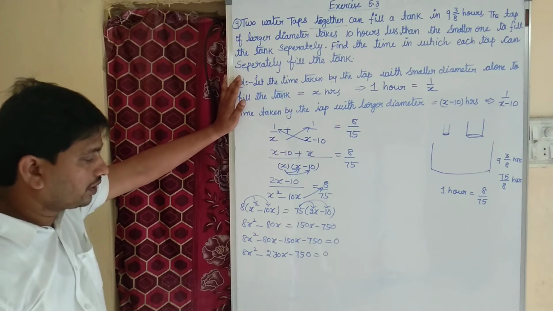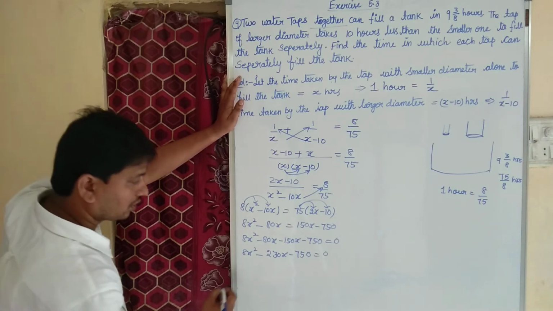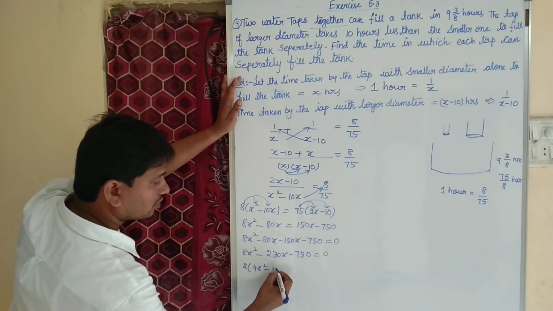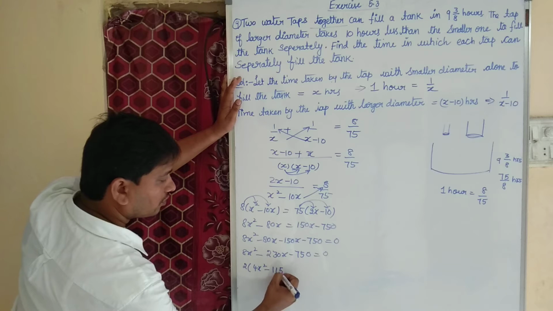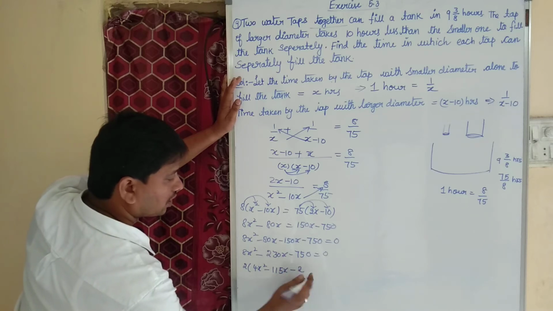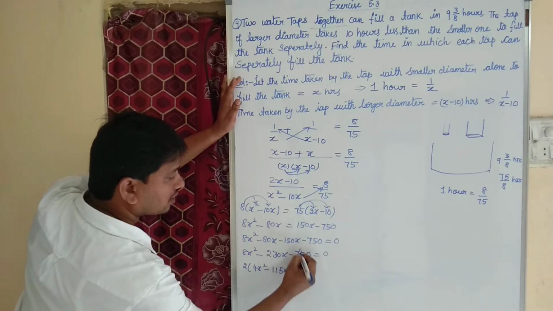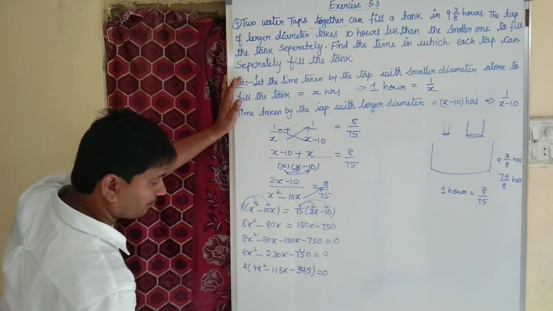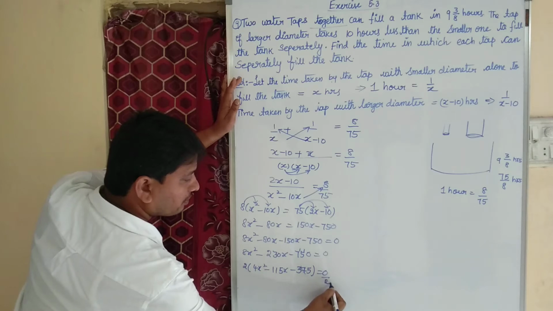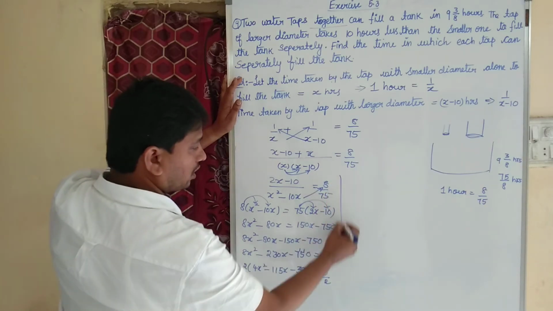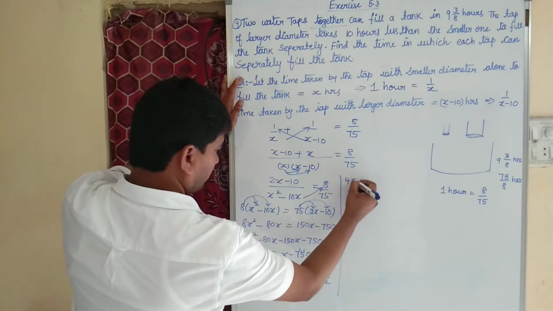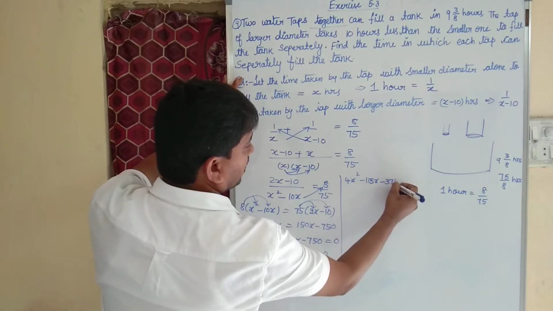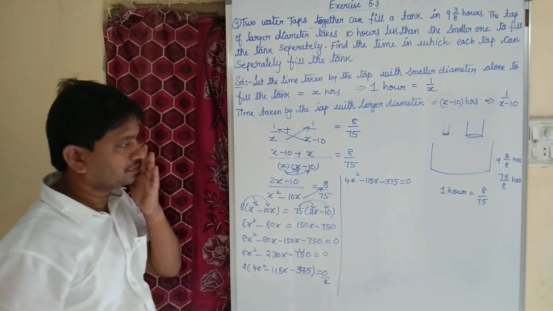Okay. So let us take 2 common. 2 4s are 8, 2 115s are 230, 2 375s are 750, equal to 0. As 2 is multiplying, transpose it, children, and it will become 0 by 2. So we got 4x square minus 115x plus 375 equal to 0.